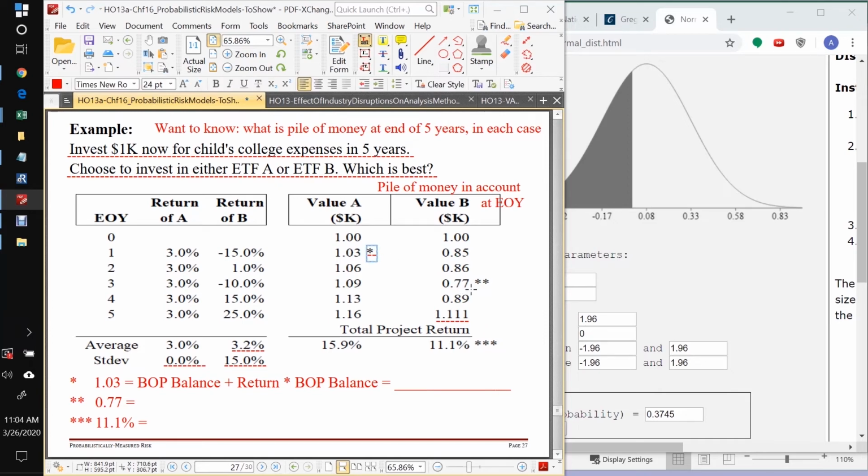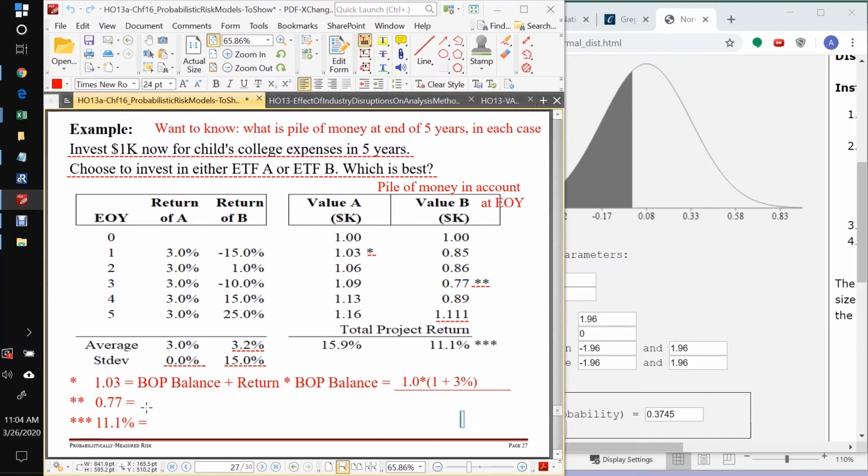Okay, so with that in our pocket, let's just make sure that we can all compute some of these numbers. So I'll just do a couple examples here. So how did I get this 1.03? The way it works in all cases is what we have at the end of the year is equal to what we had at the beginning of the year plus the return times the BOP balance. Okay, so what we had in the beginning of the year here was 1.0, and I'll just do a little bit of algebra on that, and I'll say 1 plus 3%. Okay, and that's how I got to my 1.03.